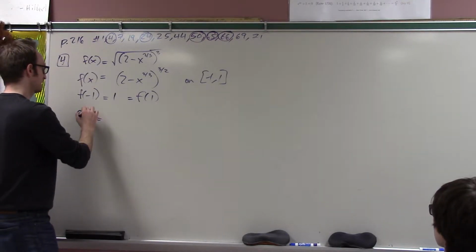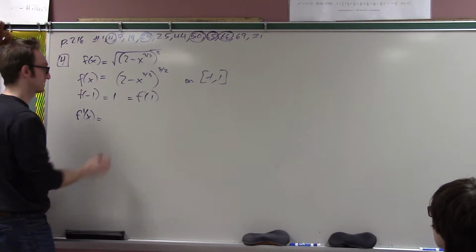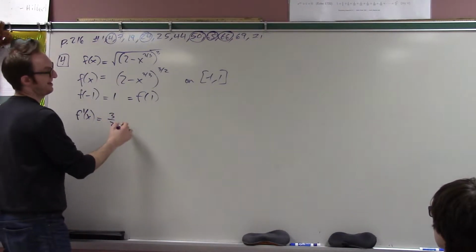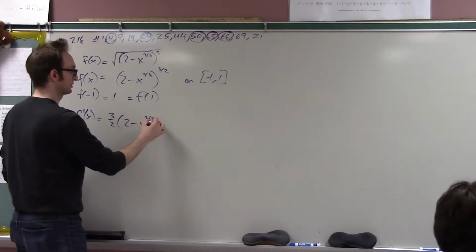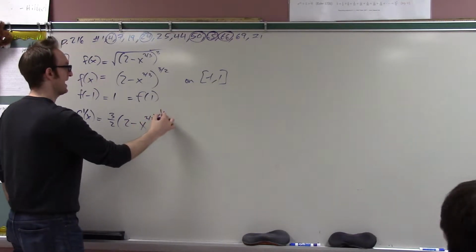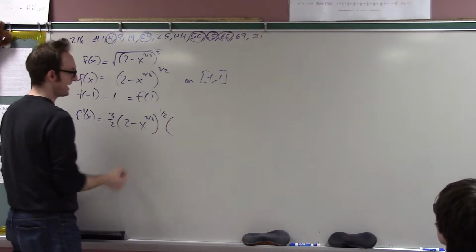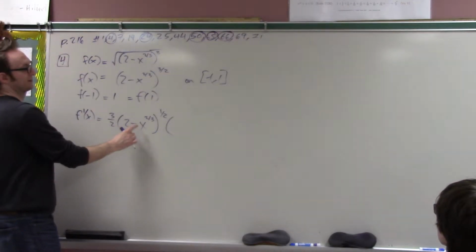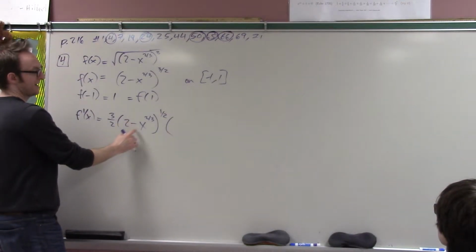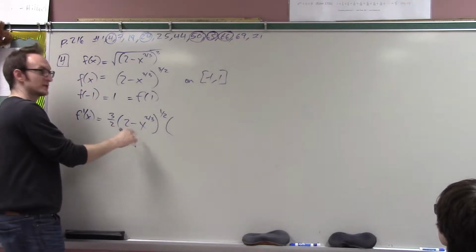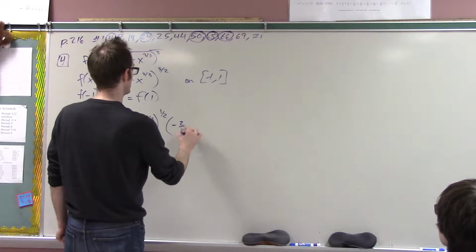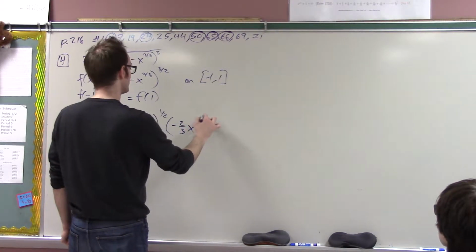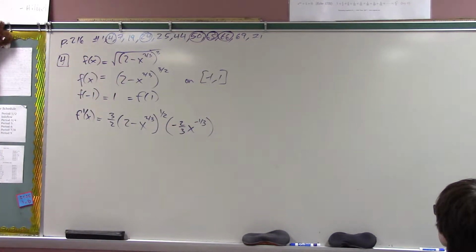So if we take the derivative, let's see what happens. I get 3/2 times (2 minus x^(2/3))^(1/2) back inside, times the derivative of 2 minus x^(2/3). And what is that derivative? Well, it's -2/3 x^(-1/3). Stop me if I did something wrong, but I don't think I did.